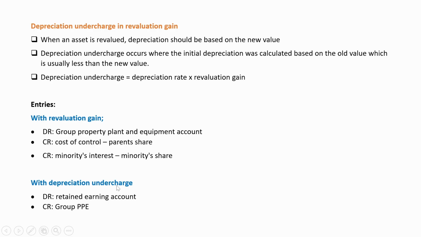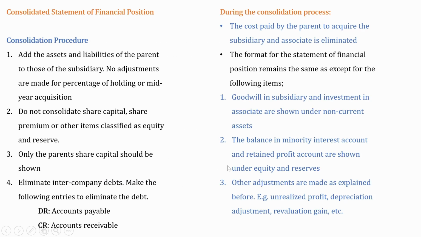Then with the depreciation undercharge, debit retained earnings account, because expenses were understated. So now we are adding to the expenses. And then the asset was overvalued. So we credit property, plant and equipment, because we had provided less depreciation. So you have to deduct it from the assets account. So this is the last part.